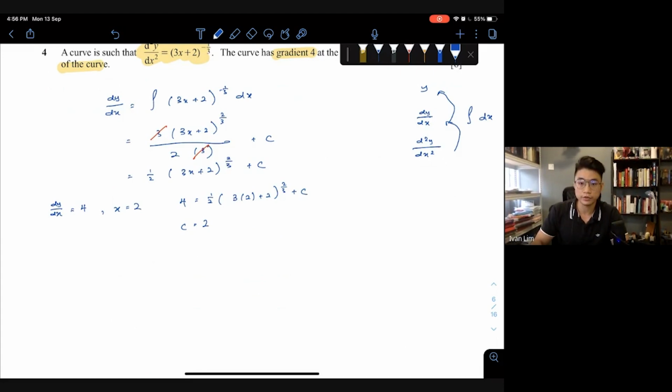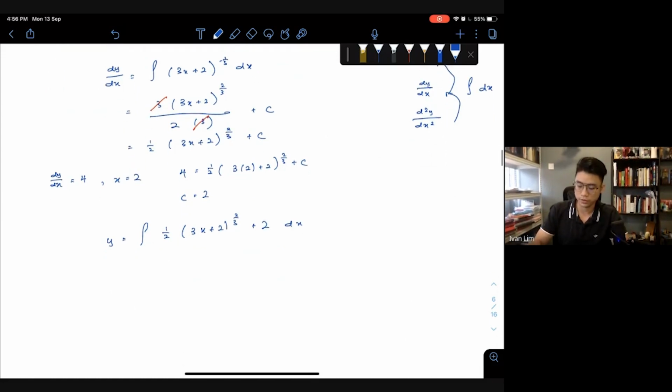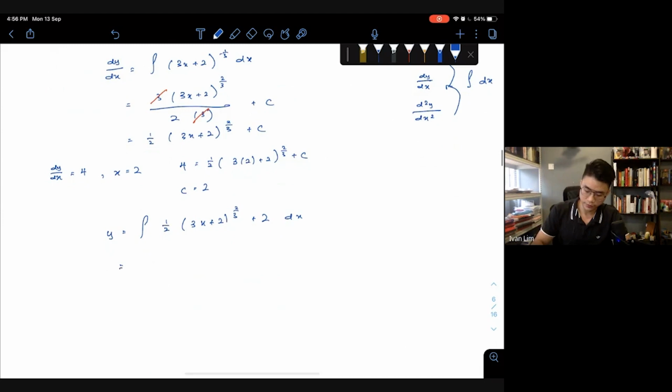We would need to integrate once more to find our y. So y is the integral of our dy/dx equation, so it will be half 3x plus 2, 2 over 3 plus 2 dx. Okay, so check this, because if you get this wrong, then your second part will be wrong already. Okay, so let's integrate this again. 3x plus 2, 2 over 3.